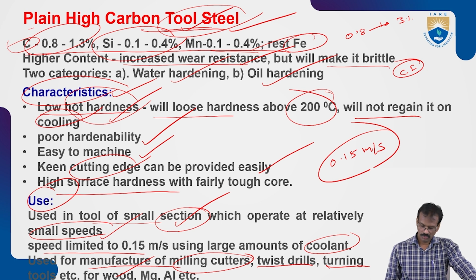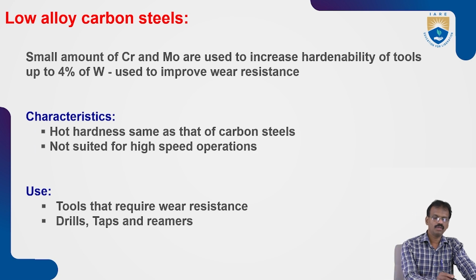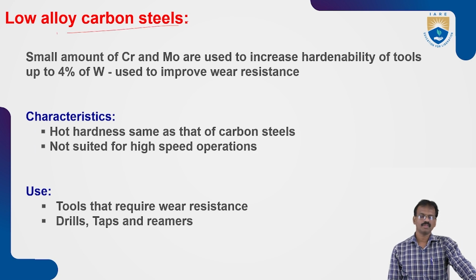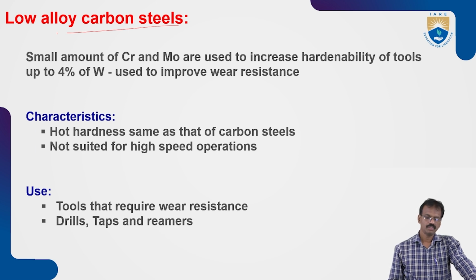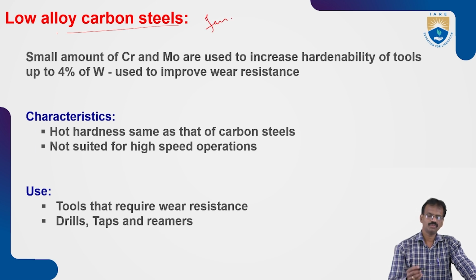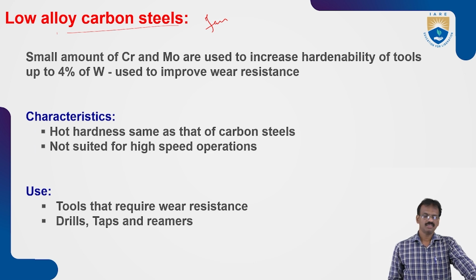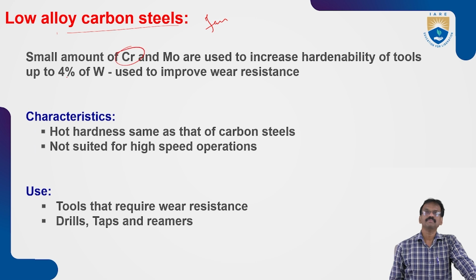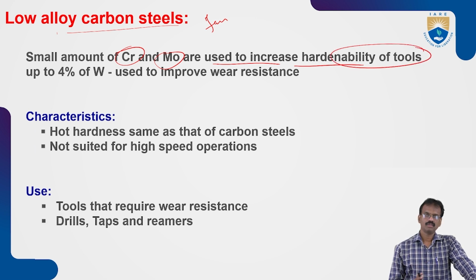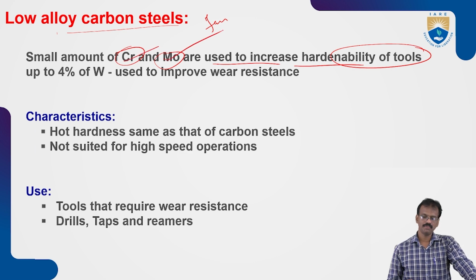Okay, so now the next one is the low alloy carbon steels, used for the manufacturing of cutting tools. It means cutting tools made of low alloy carbon steels. A very small amount of chromium and molybdenum are used to increase the hardenability of these tools. So compared to low carbon steels, here we can see some alloying, of chromium and molybdenum, to increase the hardenability of the tools.